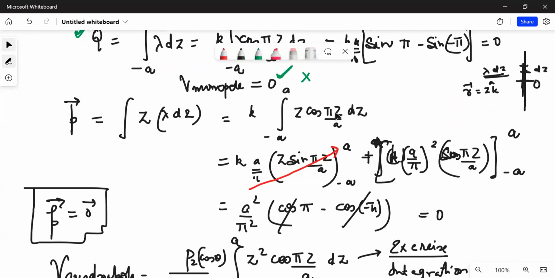This is an easy integration for you: the integral of Z cos(pi z upon a) dz. First integrate cos(pi z upon a), which will give you sine(pi z upon a). Then you can find by integration by parts that your net dipole moment vector would be 0.